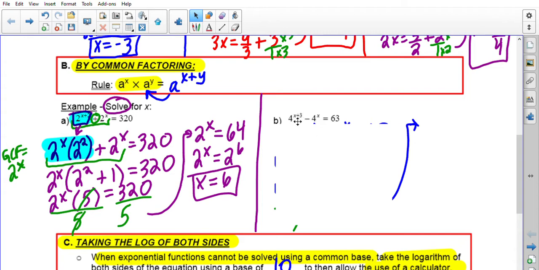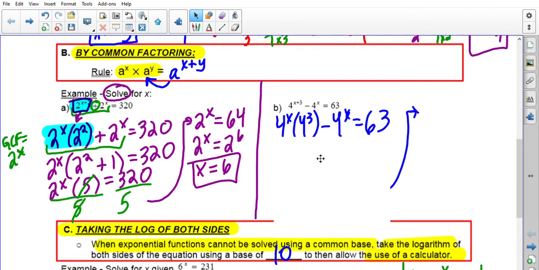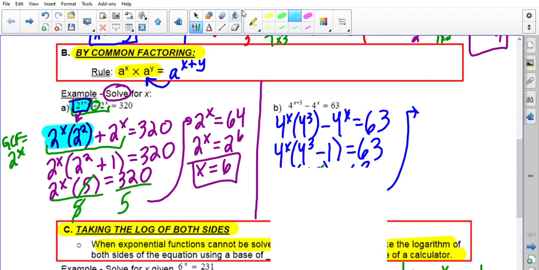Let's rewrite 4 to the x plus 3 as the product of two powers. So 4 to the x times 4 to the 3, and then the rest of the equation remains. Now we're going to take out a GCF of 4 to the x. Okay. So here we're going to do a GCF of 4 to the x. Okay. So we took that out here, and then we're left with 4 to the 3 minus 1.